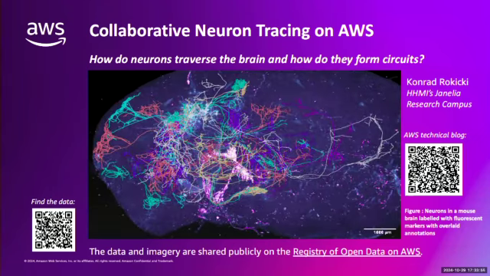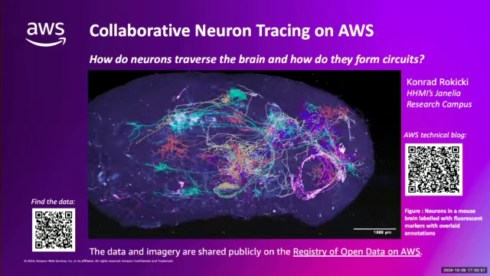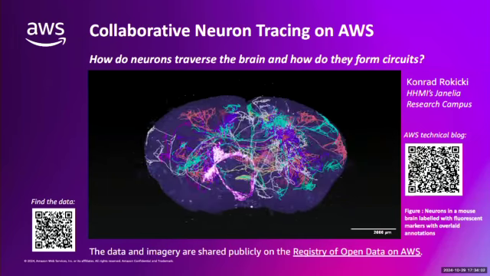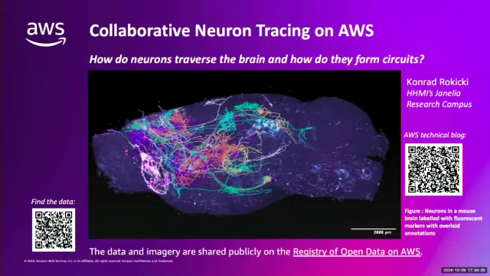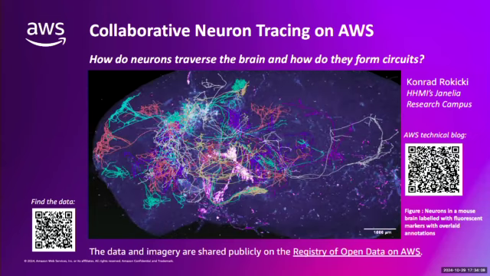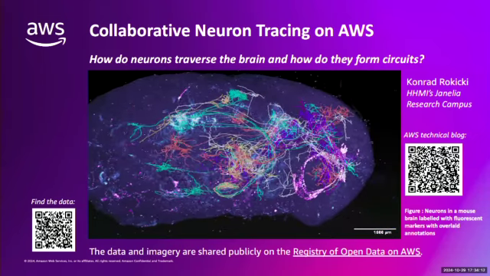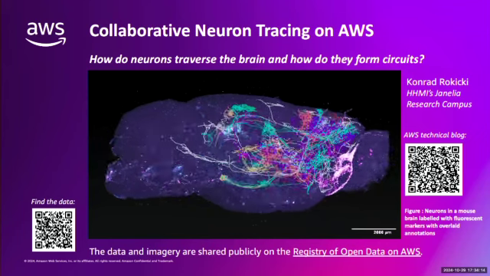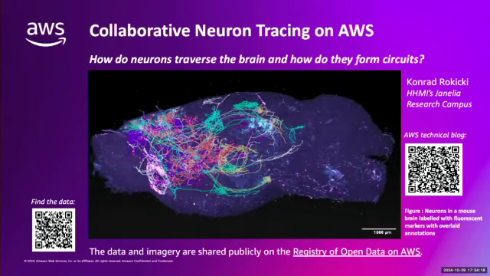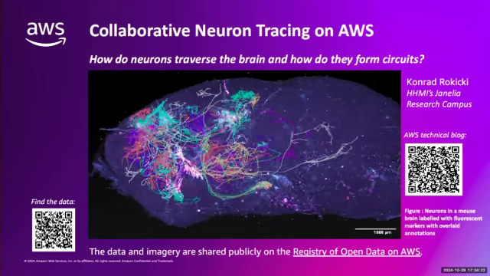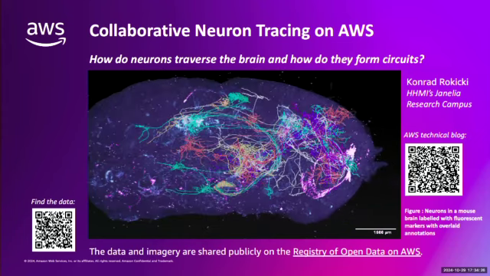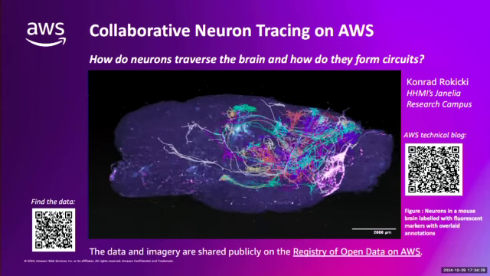And here you can see this study. Essentially the hypothesis was, how do neurons traverse the brain and how do they form circuits? But when we're thinking about it, tracing neurons in large image volumes relies on direct volume rendering that requires terabytes of data to be moved from storage all the way to GPUs, to graphics processing units. And in addition, moving data across the internet is also time consuming, and sometimes it can take days or even weeks.